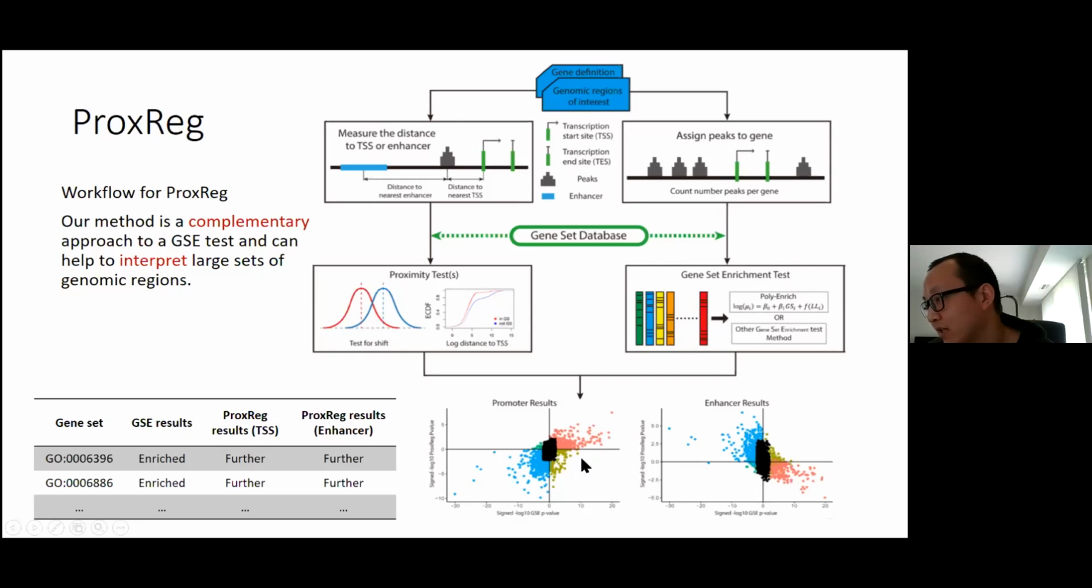So we can see that if the gene set is located here, it is closer to the promoter and also enriched. If it's here, it's far away, because this is the enhancer result. If it's located here, they are far away from the promoter, far away from the enhancer, and also enriched.